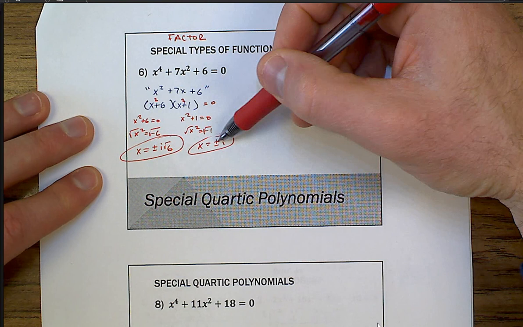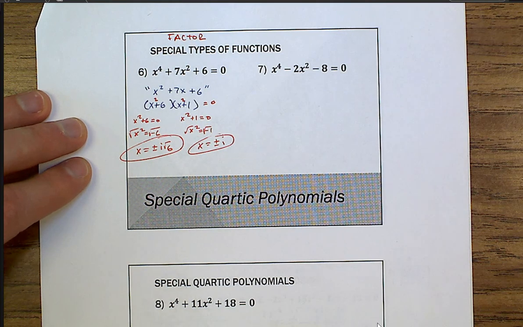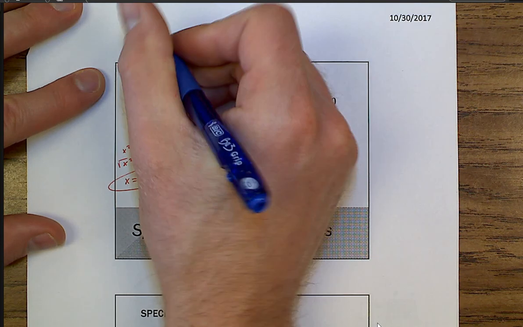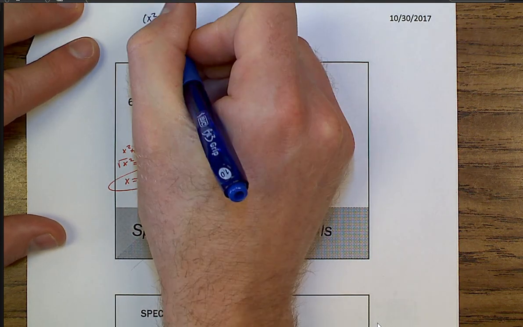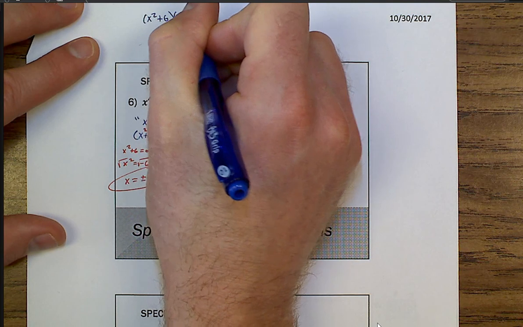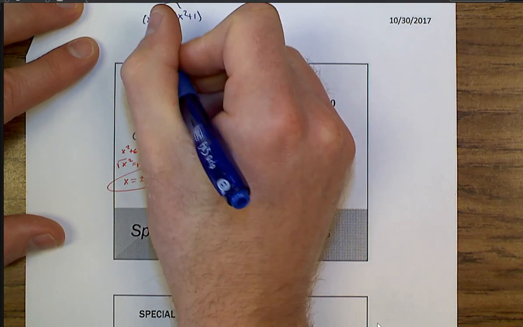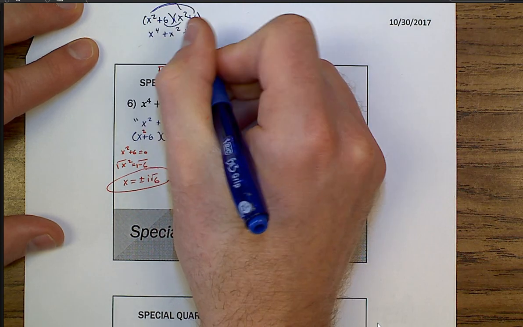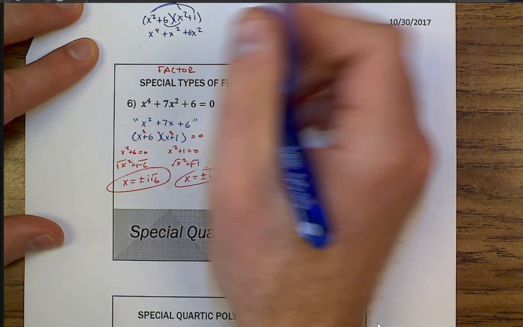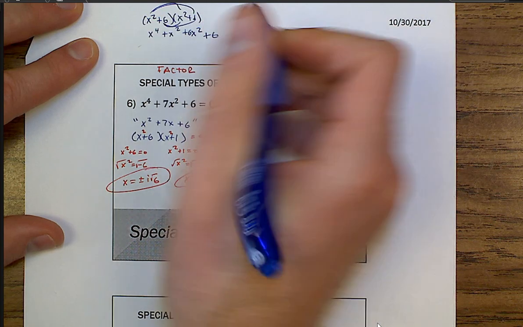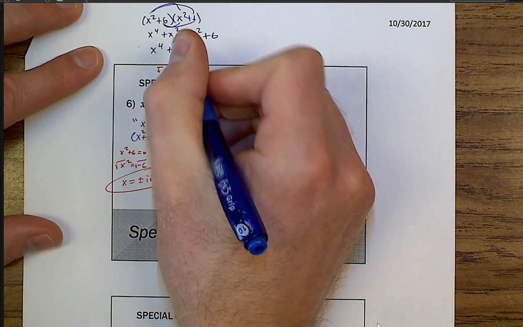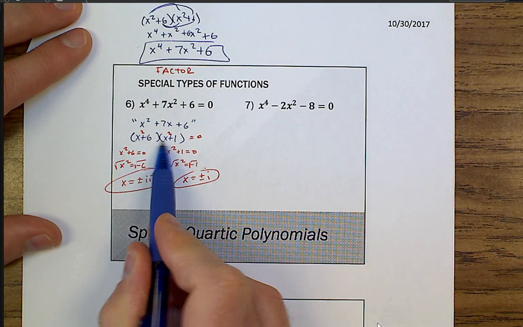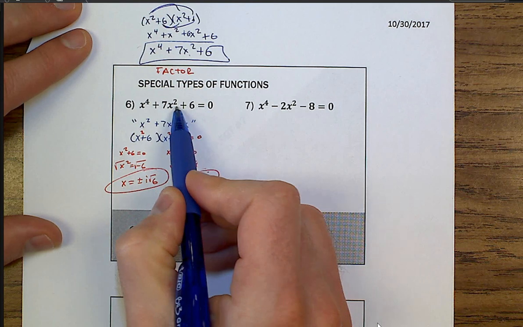Now, some of you may be wondering, okay, I want to see that this makes this appear. So if you just go x squared plus 6 times x squared plus 1, and just FOIL it, x to the 4th plus x squared plus 6x squared plus 6, put your like terms together, x to the 4th plus 7x squared plus 6. So when you FOIL this back out, you get what we started with, which is, again, what we want, okay?